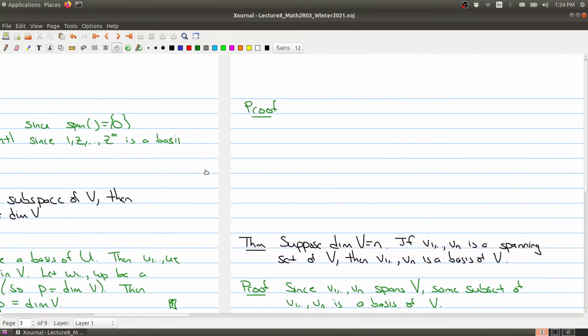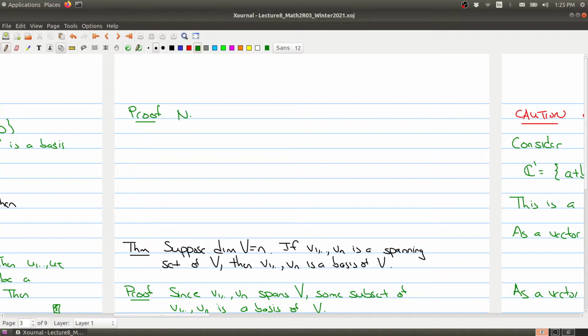Okay, so we need to show that V is also equal to the span of V1 up to Vn, because we already know that V1 through Vn are linearly independent. Well, we can extend V1 through Vn, U1 up to Ut, to a basis of V, because we know V1 through Vn are linearly independent, and our work from last lecture says you can always extend a set of linearly independent elements to a basis.